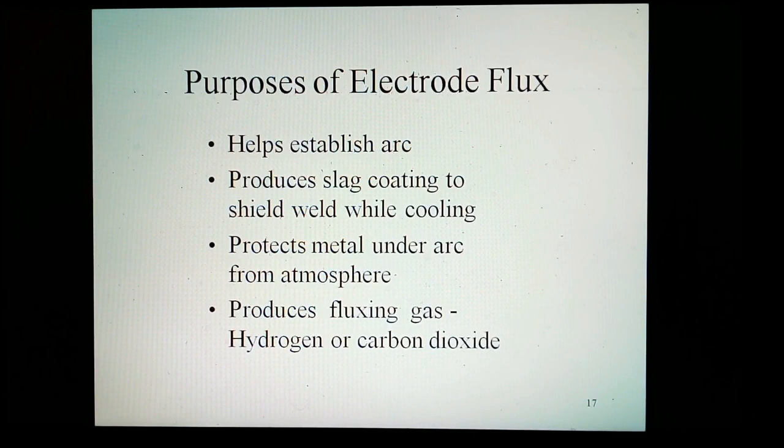Purposes of electrode flux. It helps to establish an arc. It produces a slag coating to shield the weld while cooling. It protects metal under the arc from the atmosphere. It produces shielding gas like hydrogen or carbon dioxide.